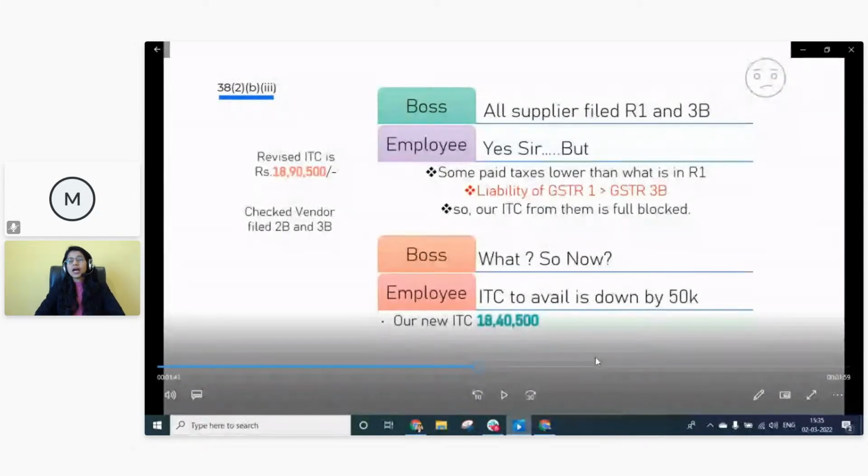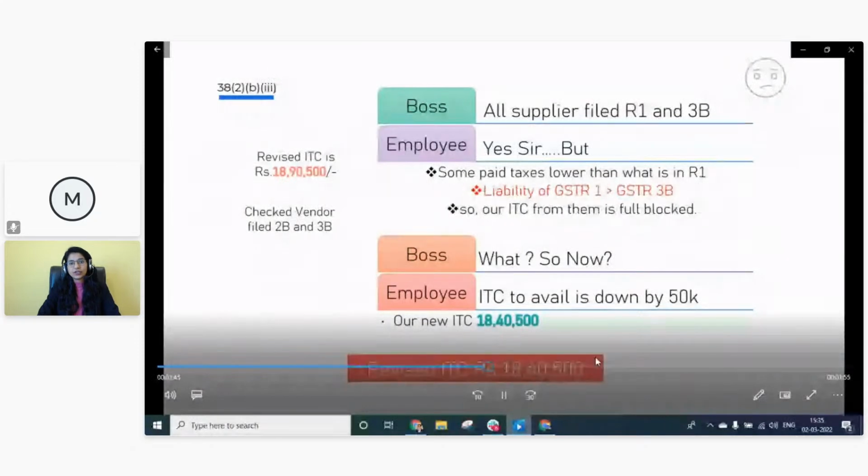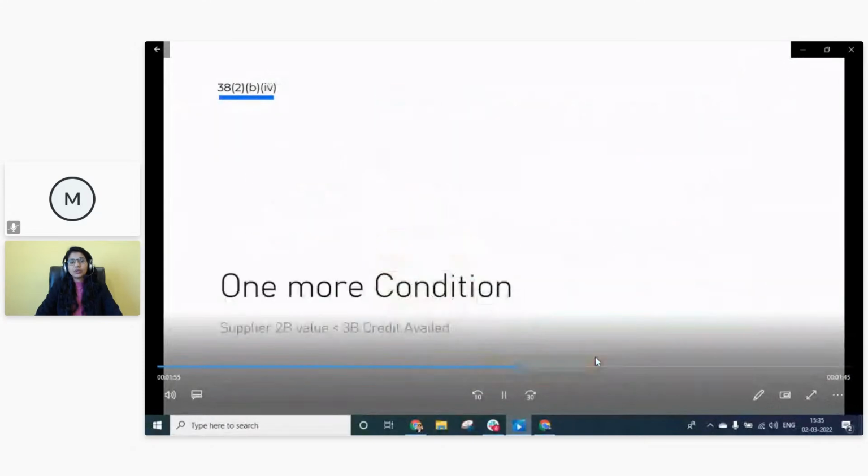So this was another condition of our section 38, which says that you also have to check whether your supplier, while discharging the liability in GSTR 3B, is paying equal to or more than, and it should not be less than, the liability which is declared in GSTR 1. So this was another condition which was added especially in section number 38. Which means, assume that 50,000 of your ITC got lost because of all this, so your new ITC becomes 18,40,000.